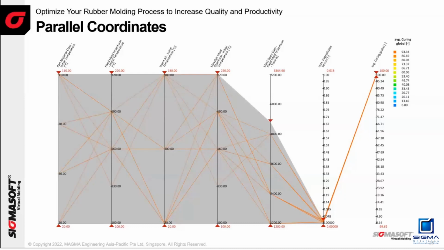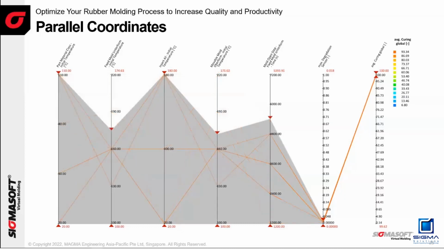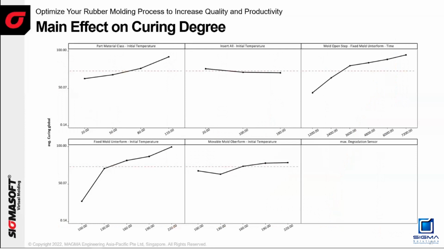Let's say the mold temperature should not be higher than 170 degrees Celsius. Then we can pull down the red arrows to set that temperature. Same thing for the insert temperature: we do not need to heat up the insert. Now we are able to get optimized parameters, and we are also achieving the same level of curing behavior and degradation behavior. That's how we can optimize the process.